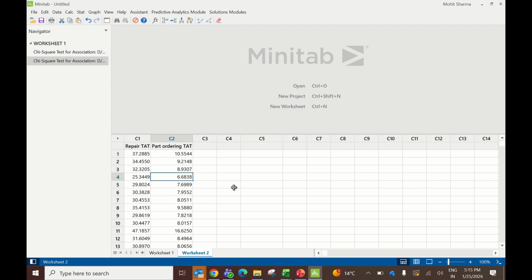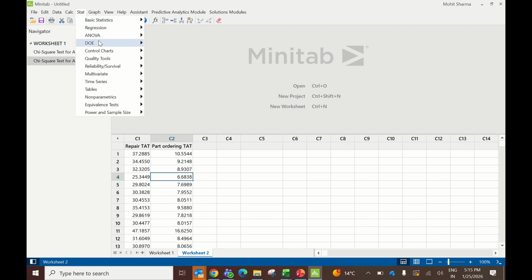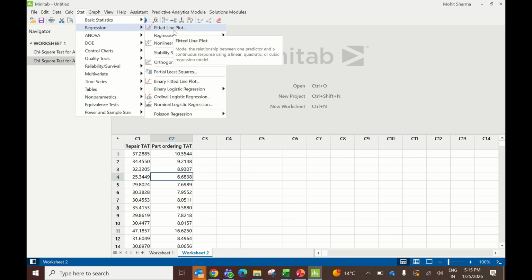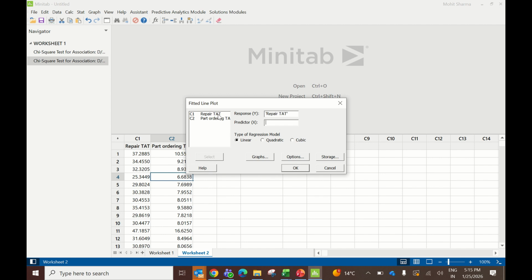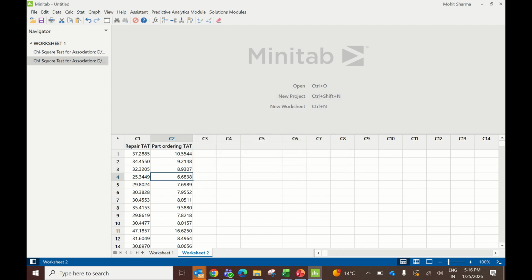To perform simple linear regression, I will go to Stat, Regression and Fitted Line Plot. In my response y, I will enter repair turnaround time, and in my predictor x, I am going to put part ordering TAT. Repair turnaround time for any particular product is dependent on part ordering turnaround time. It means if they have to order a part which has to come from outside, the hypothesis here is that the repair TAT will go up if the part ordering TAT is also going up. That is the hypothesis that we are going to test. So we click OK here.